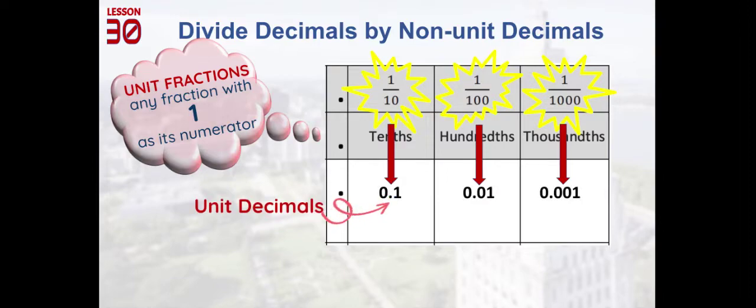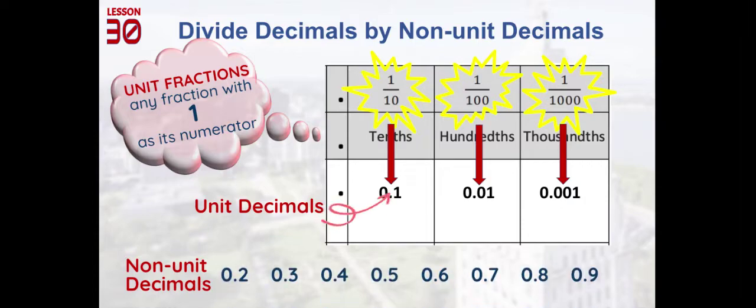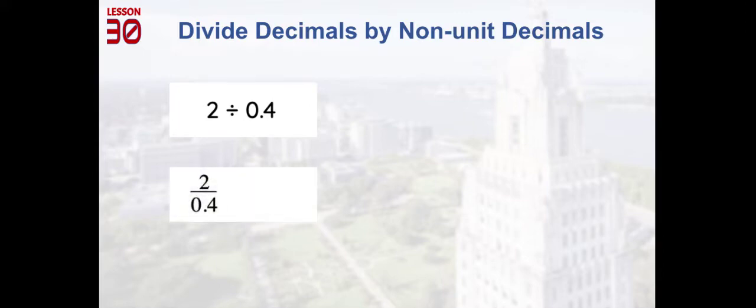They're all unit decimals. So the non-unit decimals are those that, when written as fractions, have a numerator other than 1, such as these: 2/10, 2/5, 2/6, and so on. So it means we're going to be dividing numbers like 2 divided by 4/10. Now, to find the quotient, students are going to start doing something slightly new. They're rewriting the division expression as a fraction.